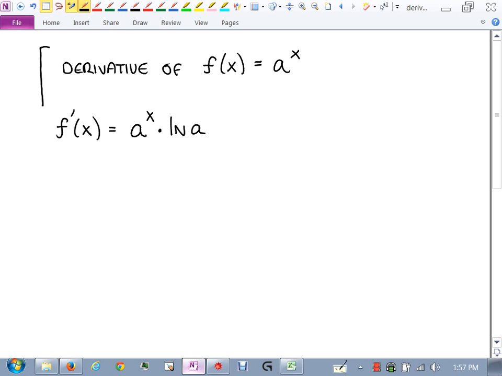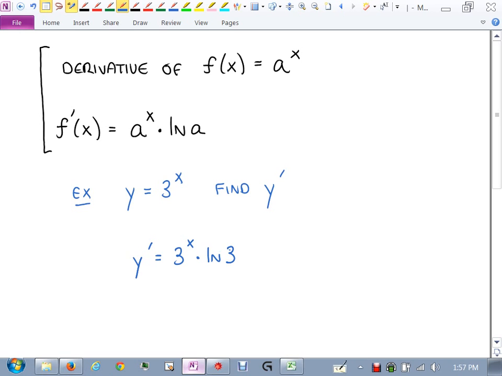That's one of the main results today. So as an example of this, if I tell you that y equals 3 to the x, and I tell you to find y prime, you're going to say it's, what? 3 to the x times natural log 3.